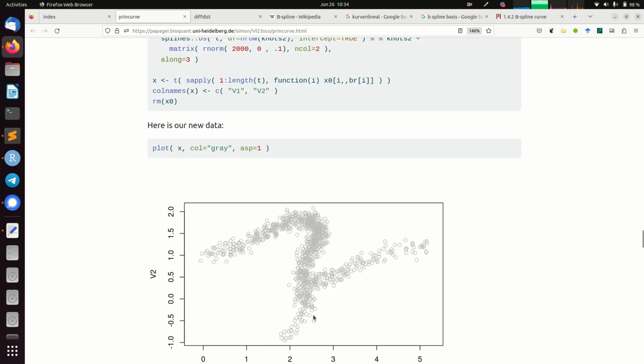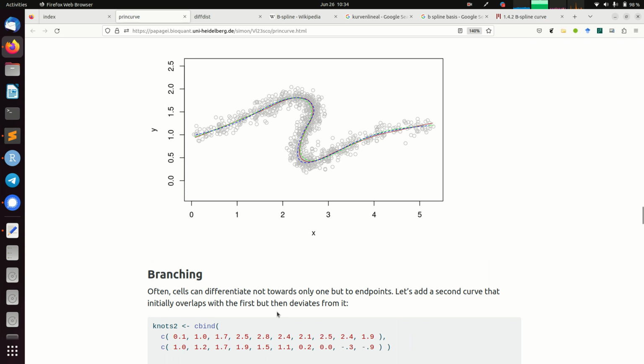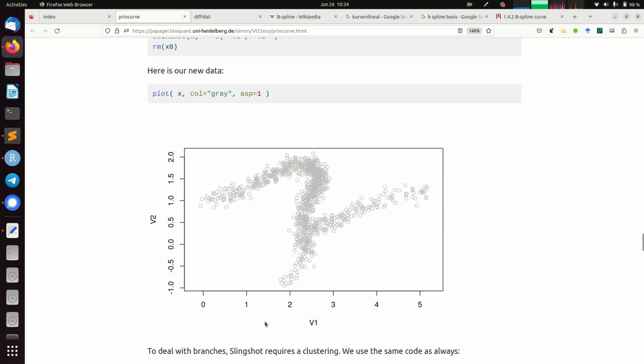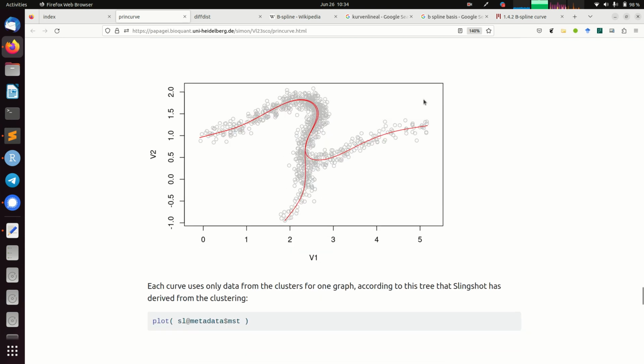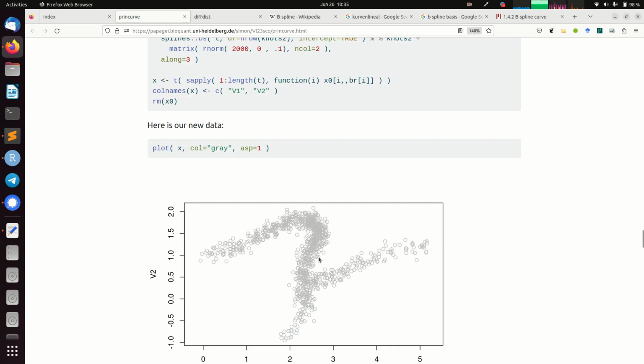And in that manner, I now get this thing. I want to put a curve through that. And if I now did this with just the principal curve thing, what would happen is that it just makes a curve like this, which is not what we want. We want the curve to branch. And there's one R package called Slingshot, which tries to do something like this. It tries to fit 2 curves. One curve which follows one branch, and one curve which follows the other branch. And I want to quickly show you how this works.